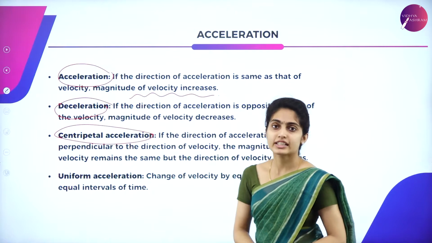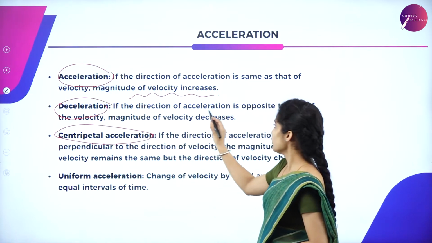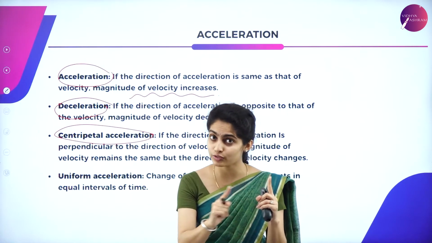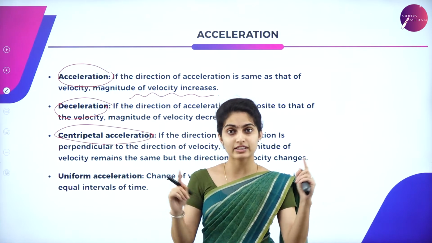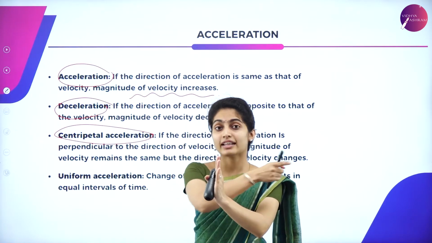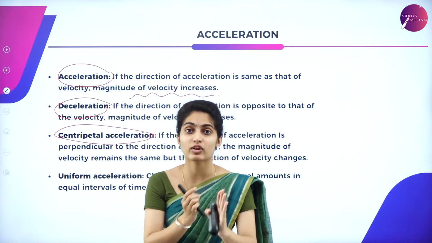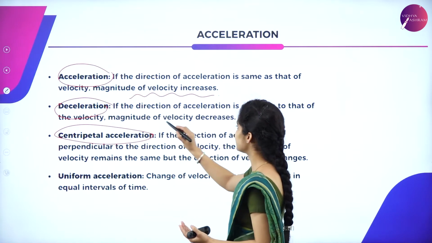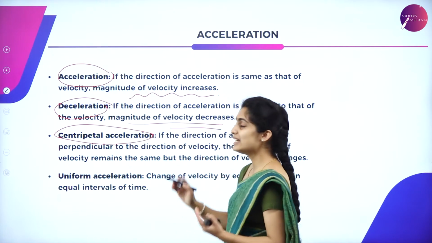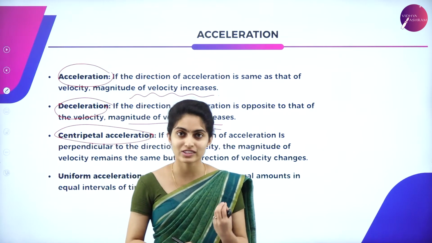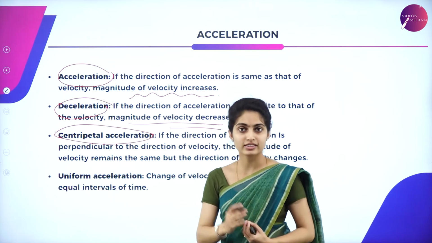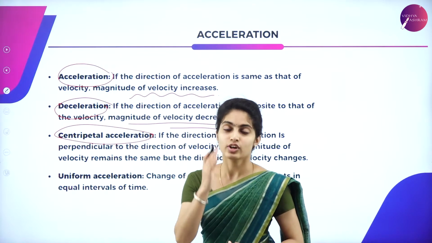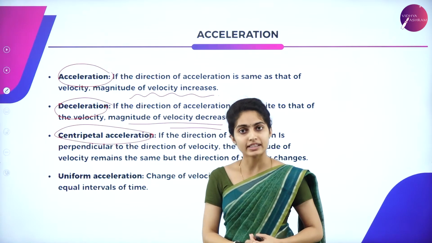When do you call it deceleration? If the direction of acceleration is opposite to the direction of the velocity, that is, if the velocity is in this manner and there is an acceleration opposing that velocity, then it is said to be deceleration, and the magnitude of the velocity decreases. The value of the velocity decreases when the deceleration occurs.